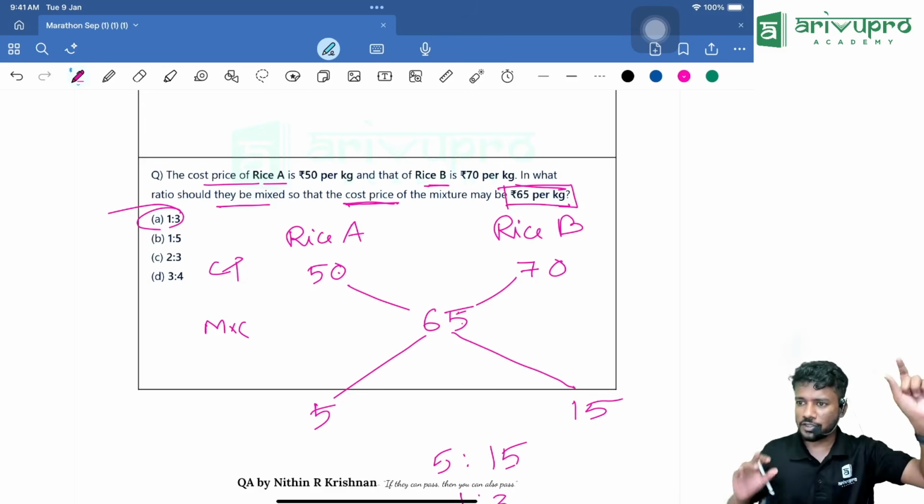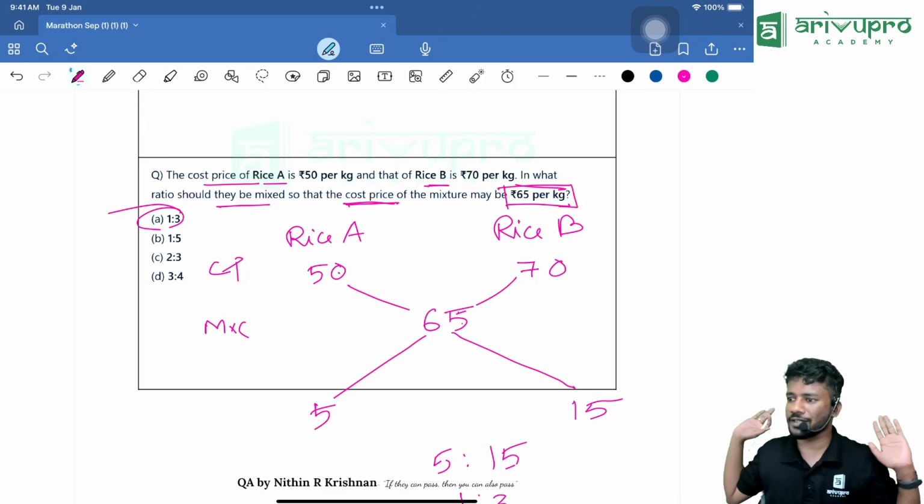Whenever they say that this is giving this much, then always do this method. You will get the answer.